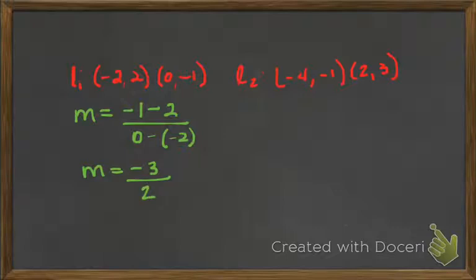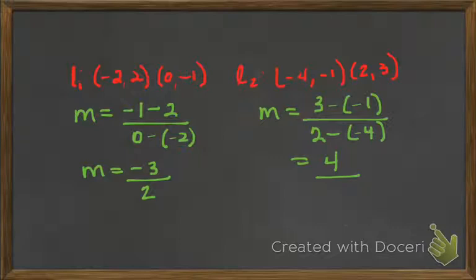On my second line, we'll repeat the process. The slope is y2 minus y1 over x2 minus x1. 3 minus a -1 is 4. 2 minus a -4 is 6. And that can reduce to 2/3.